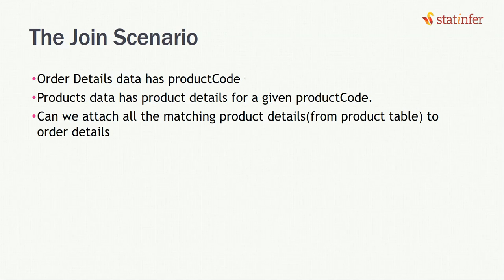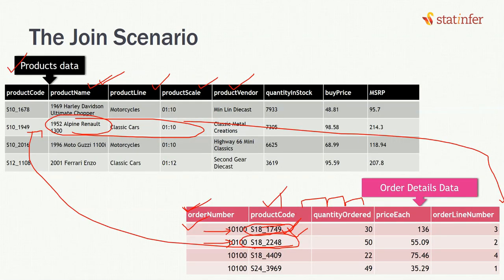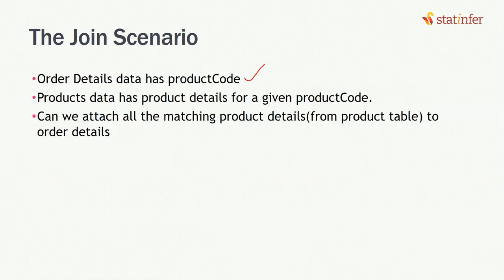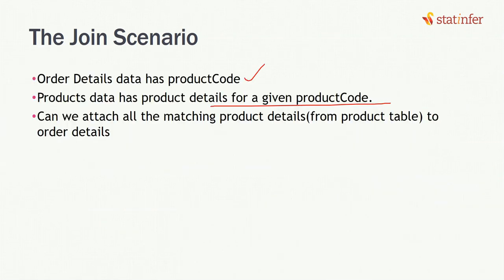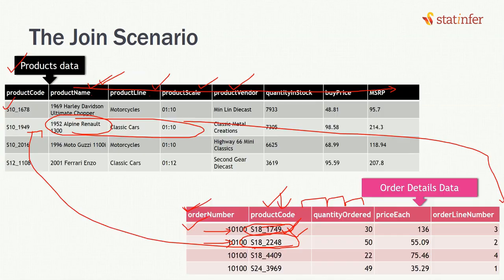Order details has the product code. Product data has product details with the given product code. So for every product code, we have the product details, much more details, like what is the name, product line, everything that is related to that product. Can we attach all the matching product details from the products table to the order table? Whenever the product code is matching, can we bring everything from here till here?